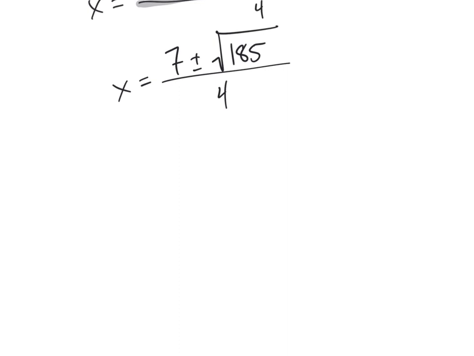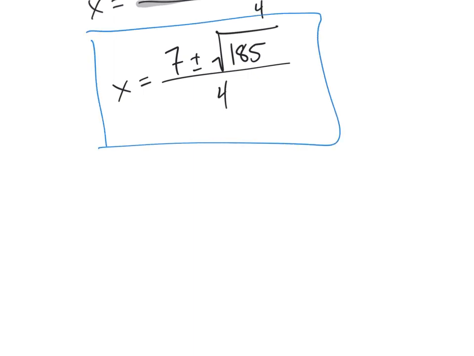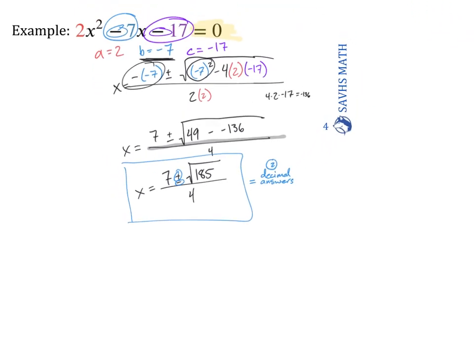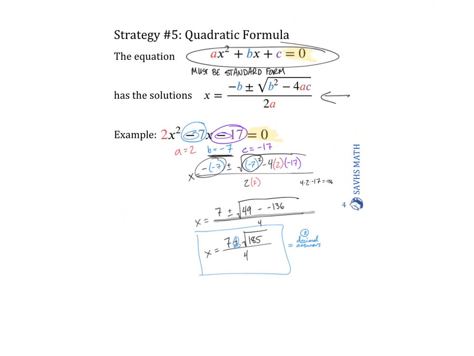Now, I'm not even going to simplify this anymore. I'm going to circle this answer right here because I'm happy with that. That is an exact answer, and I don't need to go further with this. You could put this in your calculator and get a decimal answer, and that would be fine. You should have 2 decimal answers, one with a plus and one with a minus. That is the quadratic formula.